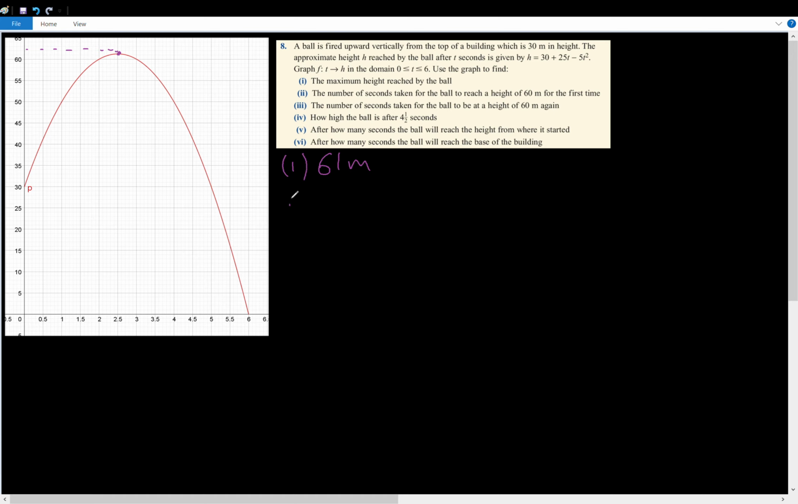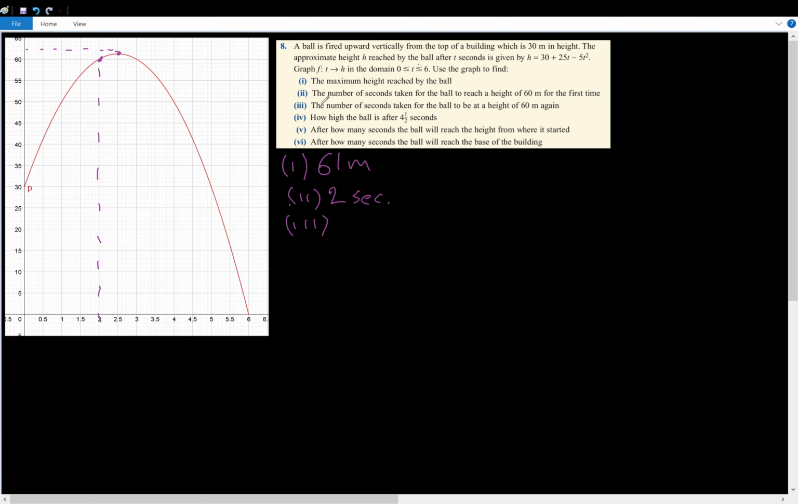For part 2, we've got to find the number of seconds taken for the ball to reach a height of 60 meters for the first time. Well, 60 meters is just here, and if we follow that over to the graph, this point here is where the ball will first hit 60 meters high. And if we then just follow the line down from there, we can see that that happens after 2 seconds. So it takes 2 seconds for the ball to reach 60 meters.